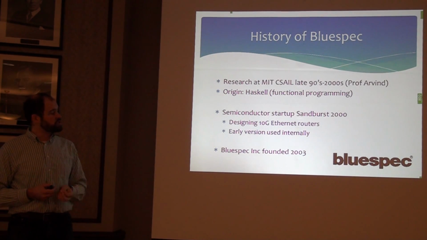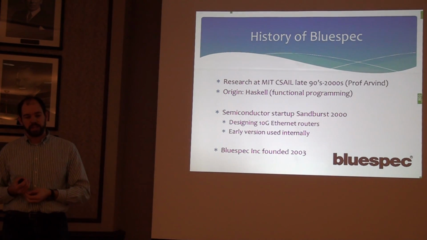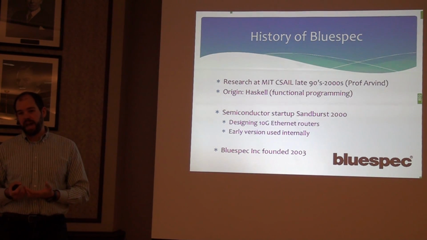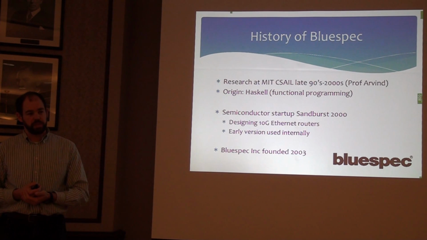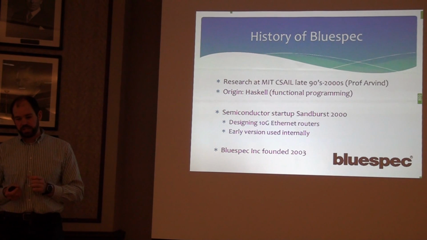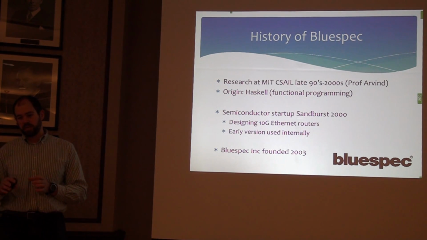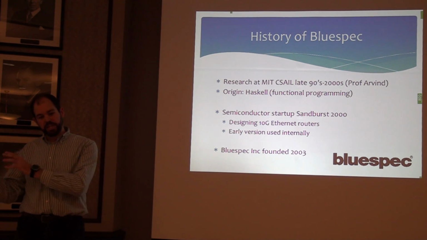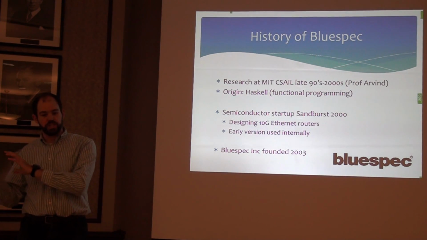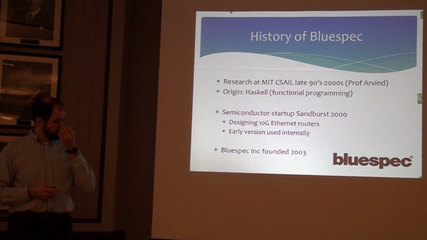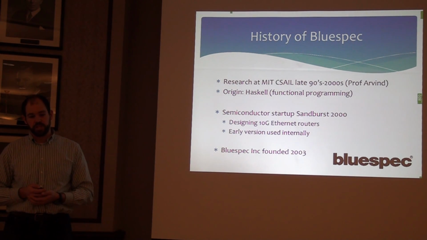So the history of the language: it came out of research at MIT's Computer Science and Artificial Intelligence Lab with Professor Arvind. It started off with Haskell, which is a functional programming language developed at Microsoft Research, among other places. And what's interesting about functional programming is it makes a really strong distinction between pure functions, which always return the same value given the same arguments, and things that have state. And by making that separation, you can reason about the things that don't change state separately, which is really nice.